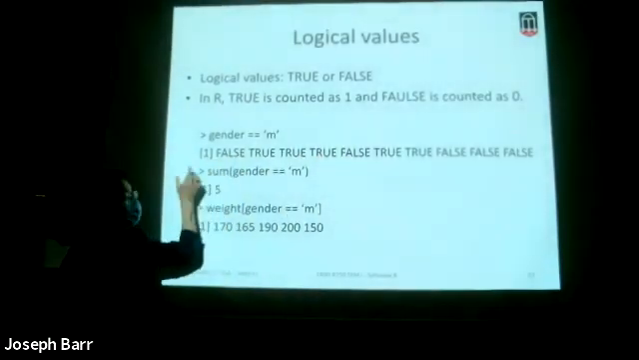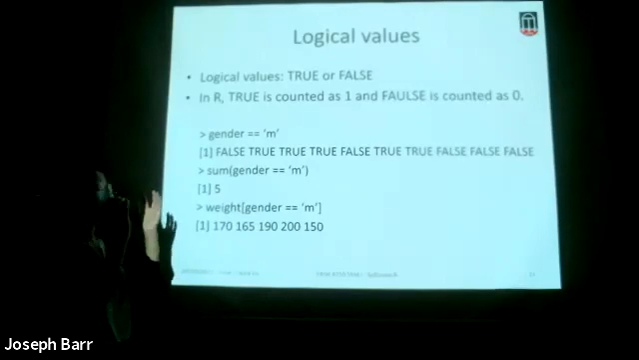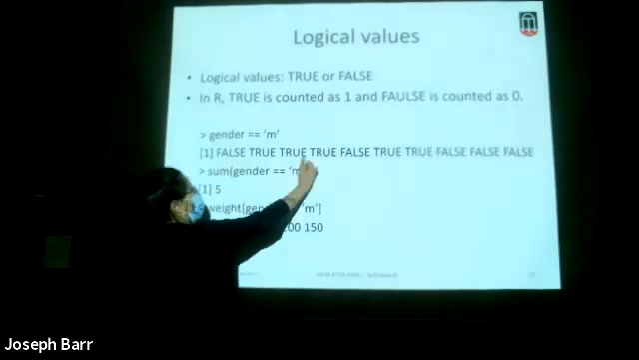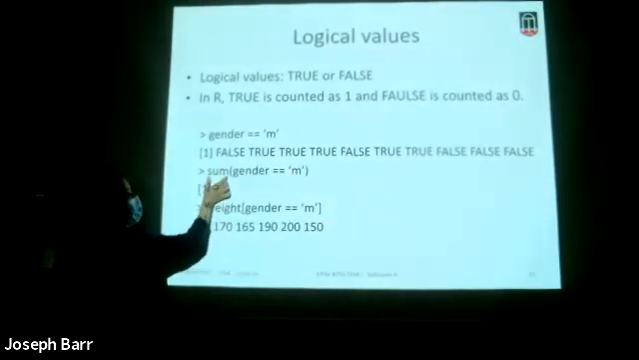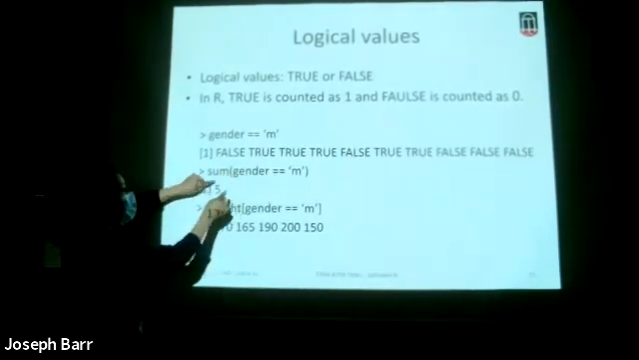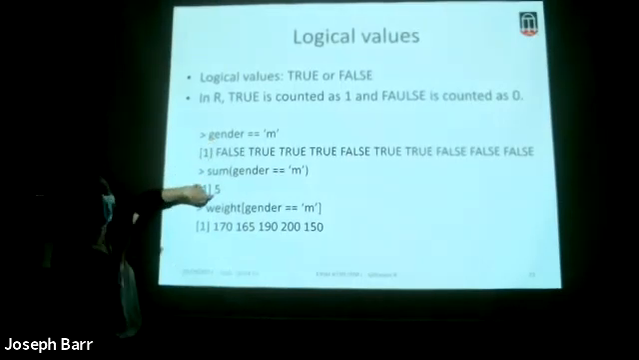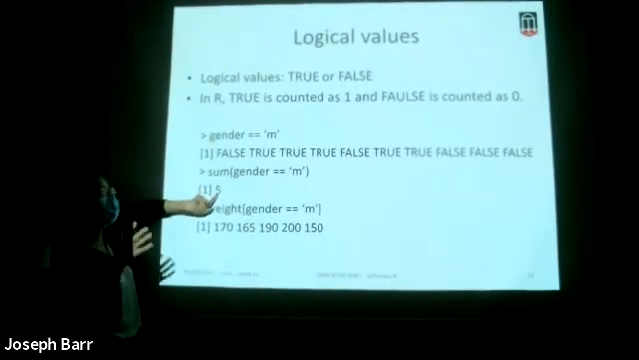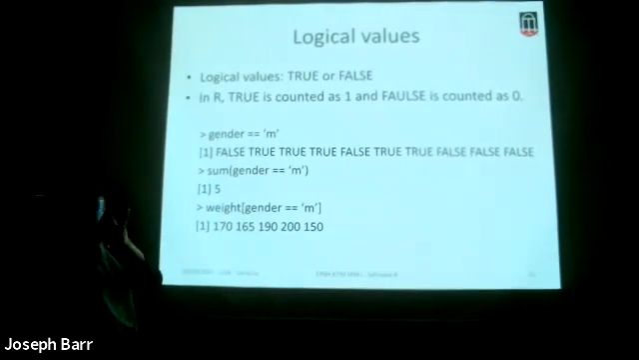And you can use sum. Sum is a function to get the sum of all the values of these vectors. Sum of gender equals male. So I want to know how many people in this vector are male. So sum is 5. So that means there are 5 males.